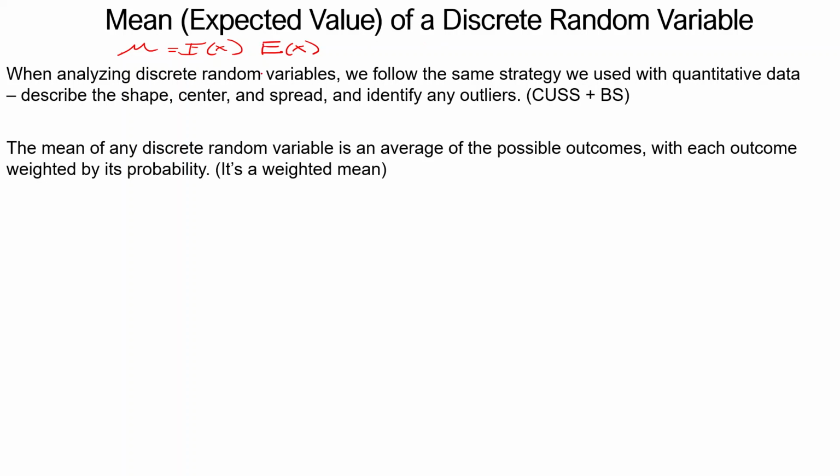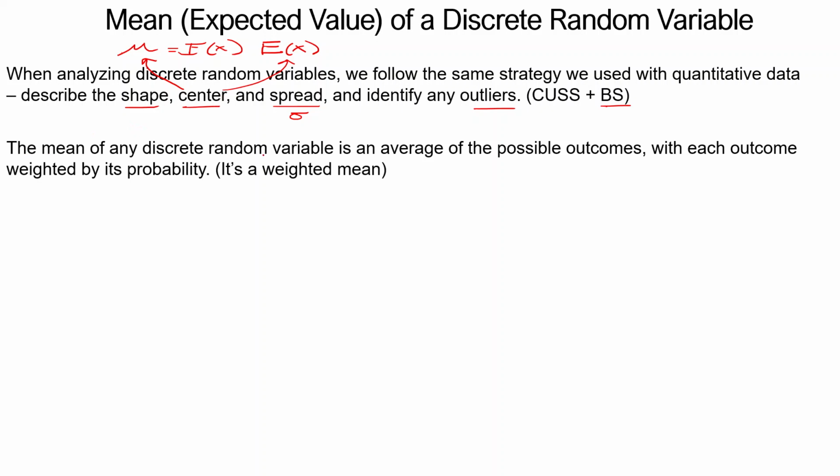All right, when analyzing discrete random variables, we follow the same strategy. If we're asked to describe a probability distribution, we're still going to talk about shape, center, spread, and identify any outliers. We're probably not going to have outliers for these sort of things. We're still going to include context, don't forget to BS. But when we do the center, we're probably going to use the mean or the expected value. They are the same thing. We'll use standard deviation most likely for spread. Shape could be symmetric, could be normal, could be skewed.